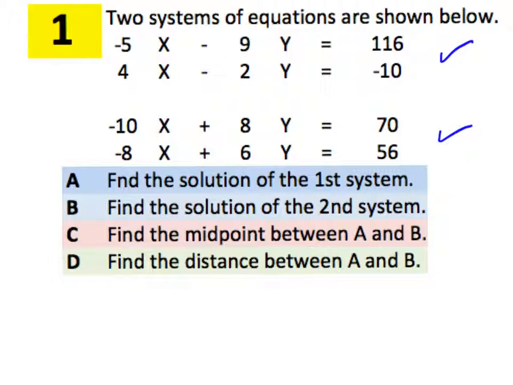A is find the solution of the first system. B is find the solution of the second system. Should be two very easy things. And then C, find the midpoint between A and B, between those two solutions. And D, find the distance between A and B, those two solutions.